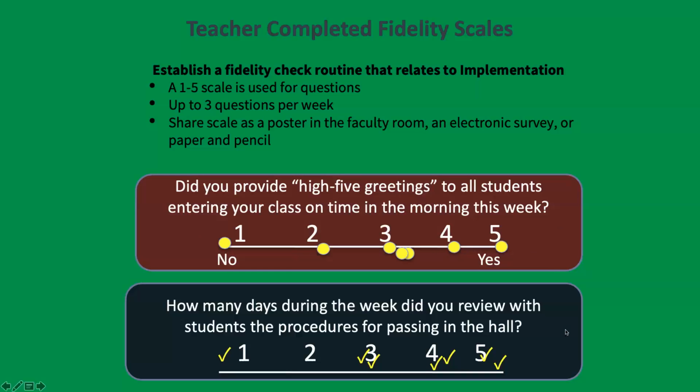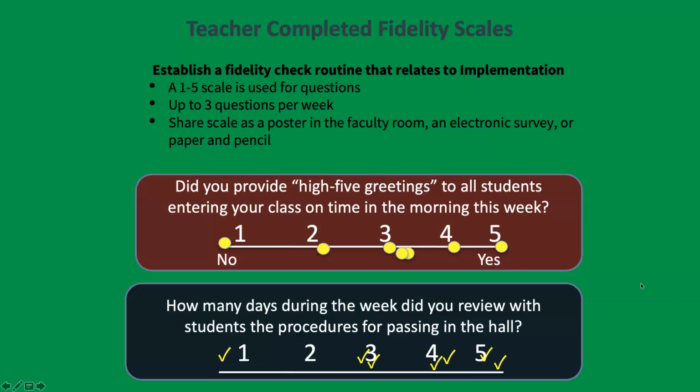Here's another example. This is just a sheet that we put up in the teacher's lounge and asked the teachers to check: how many days during the week did you review with students the procedures for passing in the hall? And again, we're getting there. It's partially implemented, but we're really not completely fully implementing to fidelity. And that's key, because the only way our plan that we developed, our action plan, is going to work is if it's actually being implemented with fidelity.